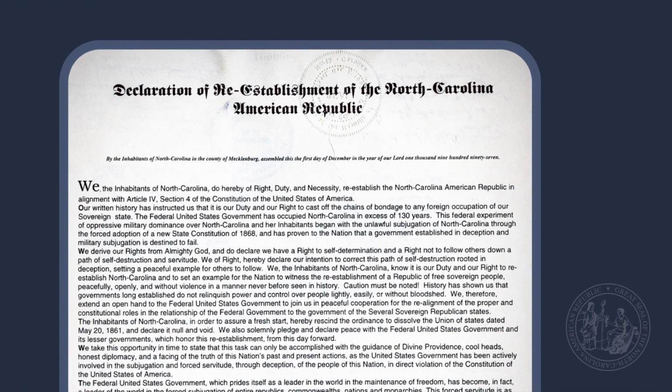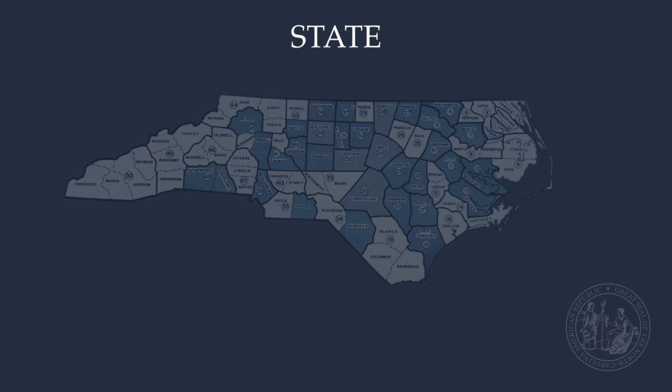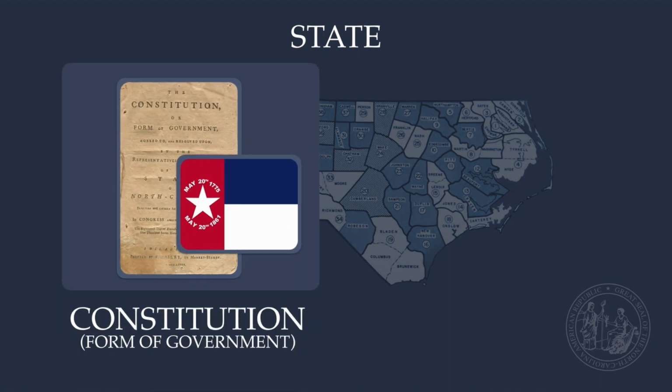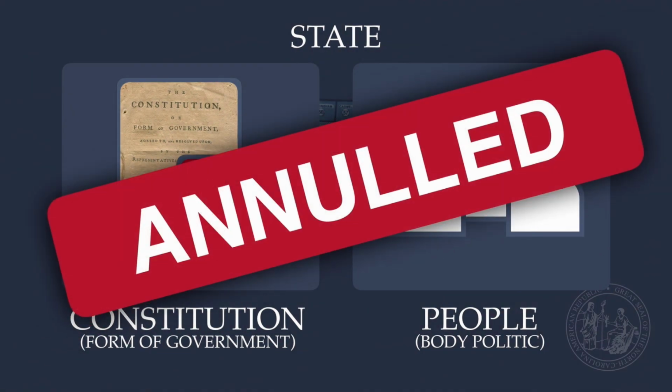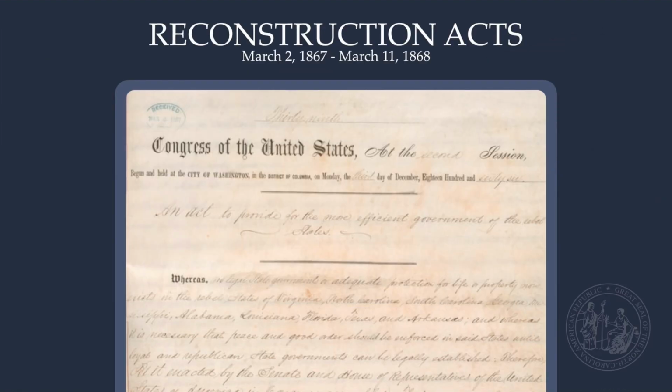The reestablishing of our original state of North Carolina in 1997 was based upon the position that our state, meaning our constitution and form of government, as well as our people or body politic, was purportedly and unconstitutionally annulled and put into abeyance shortly after the Civil War by a series of legislative acts called the Reconstruction Acts.